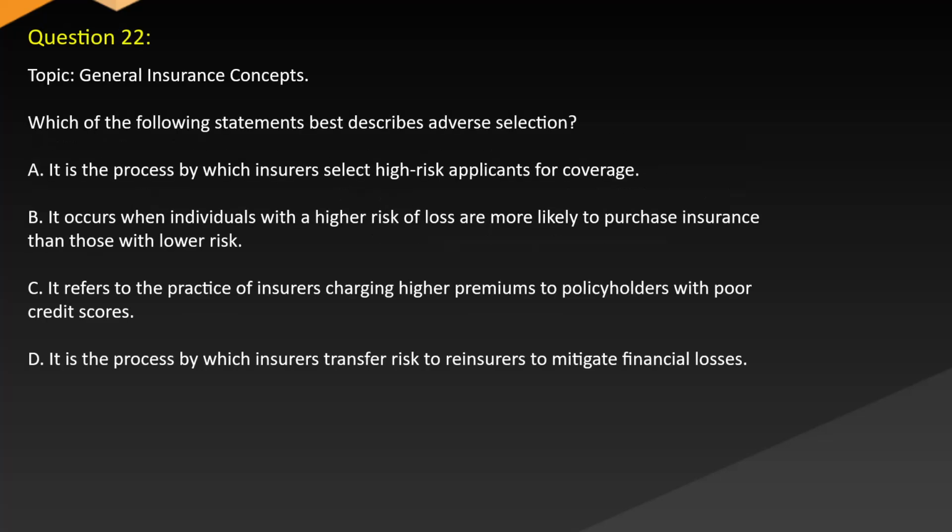Question 22. Topic: General insurance concepts. Which of the following statements best describes adverse selection? A. It is the process by which insurers select high-risk applicants for coverage. B. It occurs when individuals with a high risk of loss are more likely to purchase insurance than those with low risk. C. It refers to the practice of insurers charging higher premiums to policyholders with poor credit scores. D. It is the process by which insurers transfer risk to reinsurers to mitigate financial losses.